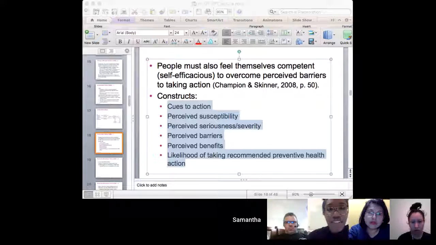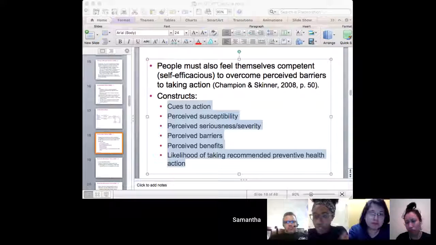Cool. Does anyone else have any other thoughts? No? Okay. So the third point is what kind of intervention centered on the processes move people through the stages?